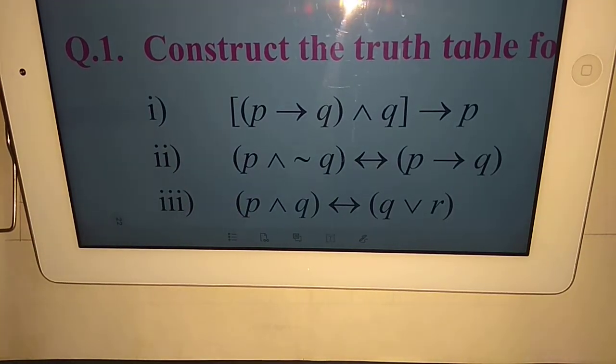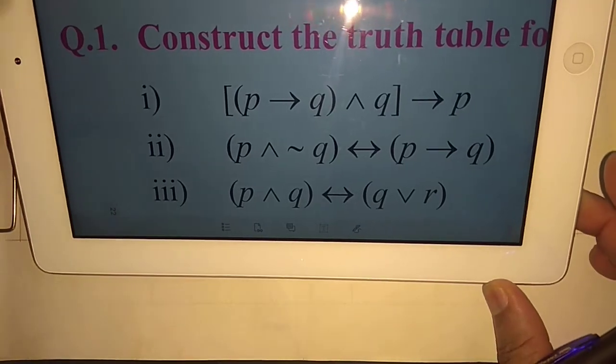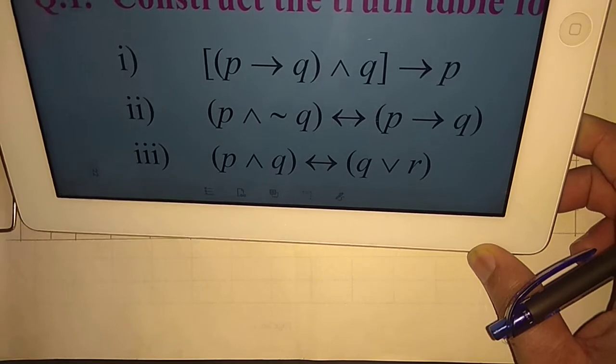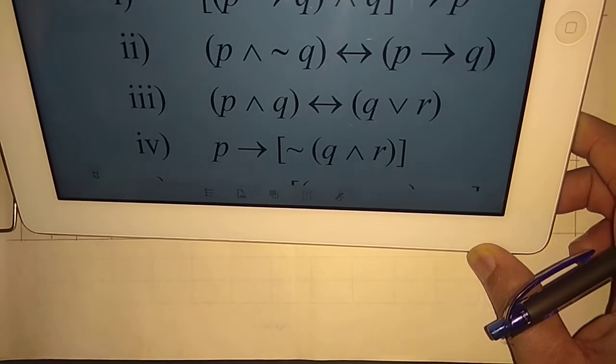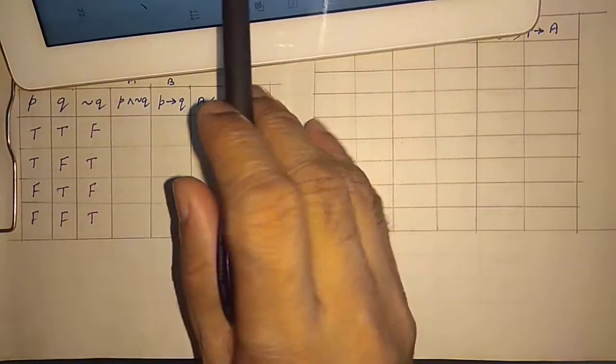I do the even questions as usual. You please try the odd ones as homework. If you are not getting the practice problems, you can ask in that WhatsApp group so that we can work them out, shoot a video and give it to you the next day. Okay. Now question number 2.